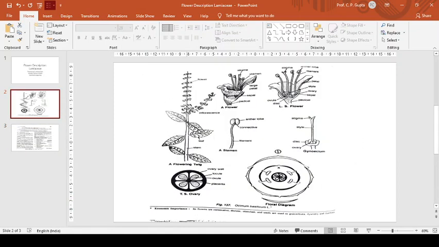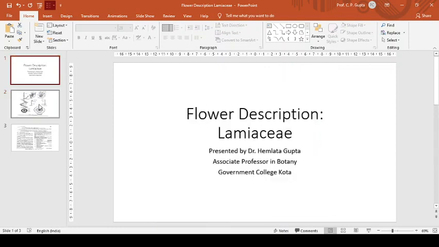This is the diagrammatic representation. This is the floral diagram, which is very clear. You can see all the parts we described earlier. So this is all about the description of Ocimum basilicum.